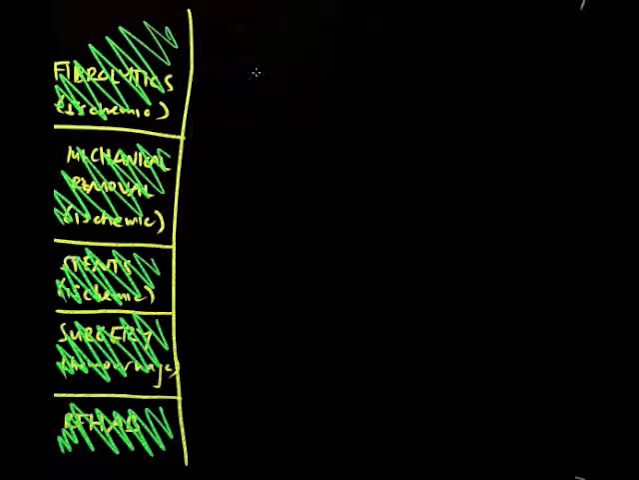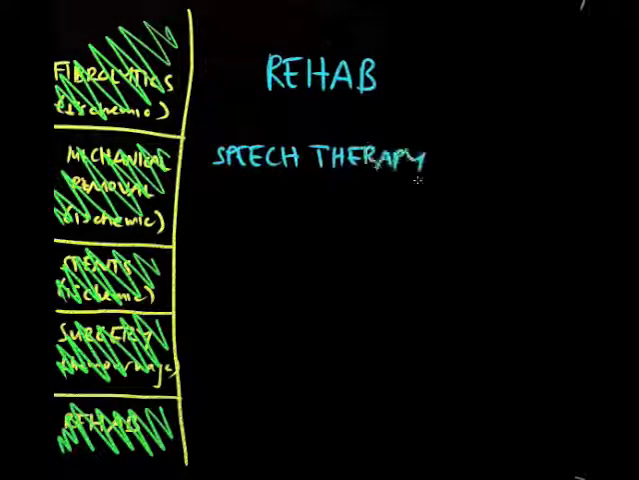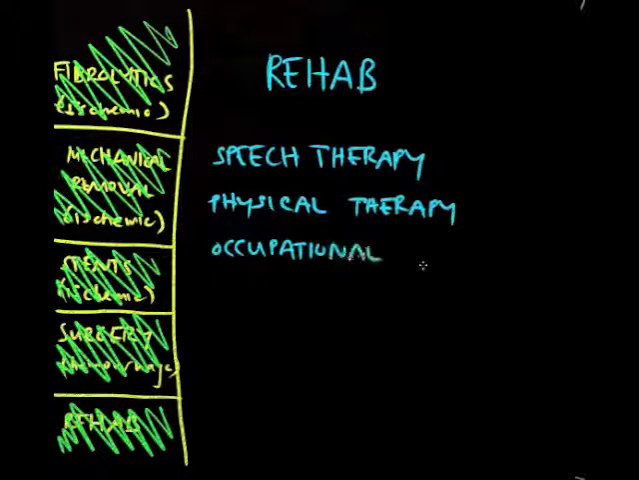Because patients recovering from stroke often have different disabilities, rehabilitation should be tailored to the patient's specific needs. These can include speech therapy, physical therapy, occupational therapy, and psychiatric assistance.